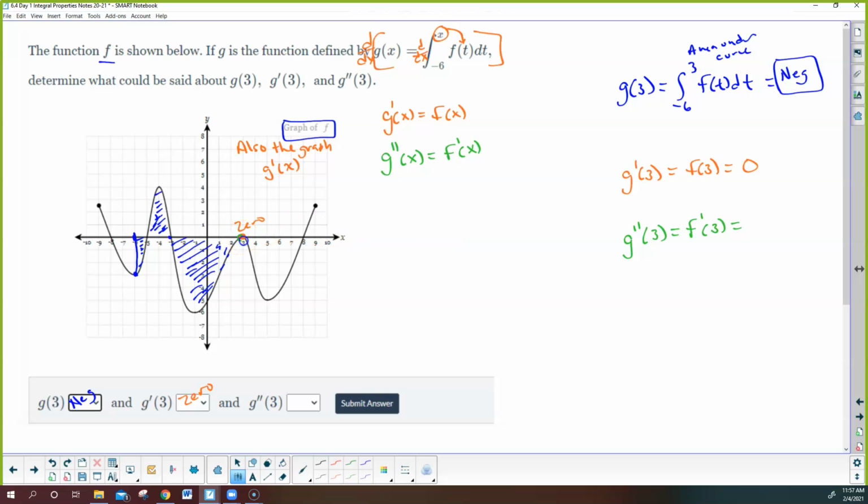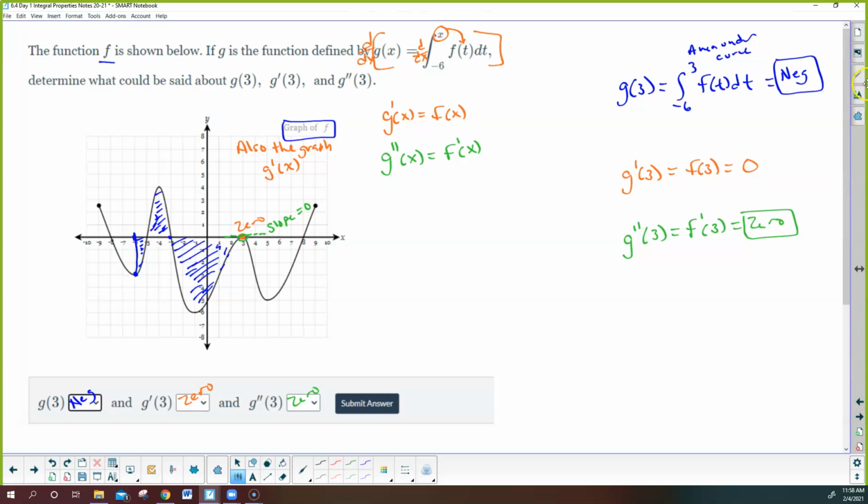So I'm going to go to 3 and I'm going to ask myself, what is the slope of this line? And since it's a maximum, that slope is 0. Now I was able to tell what G was originally, what its derivative is, and what the second derivative is. And it all was due to the fundamental theorem of calculus.